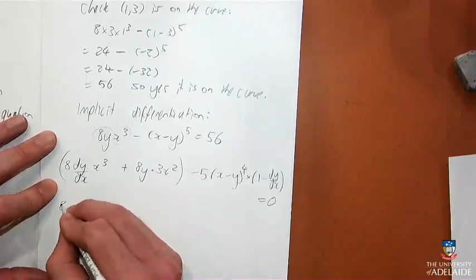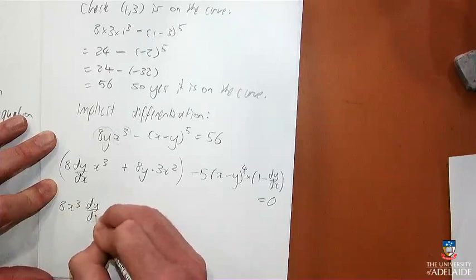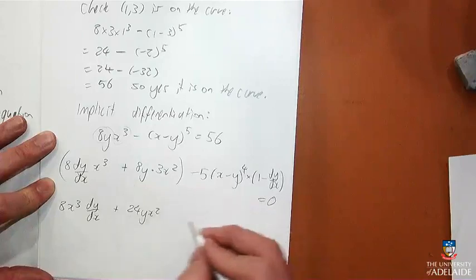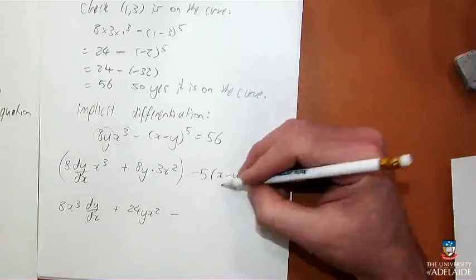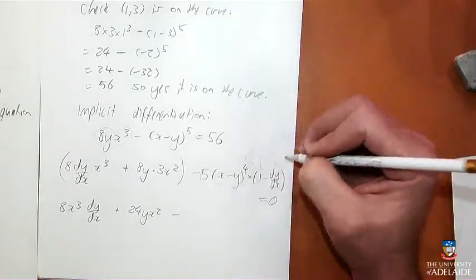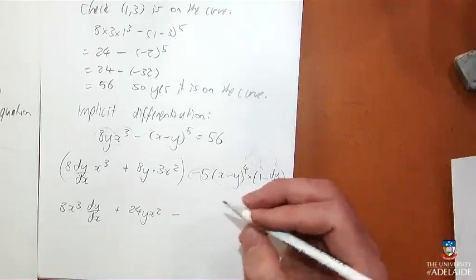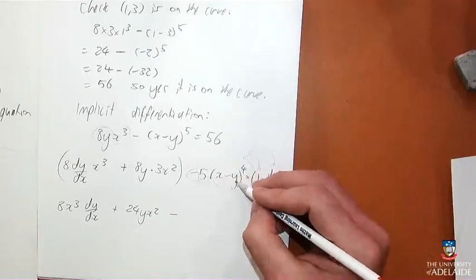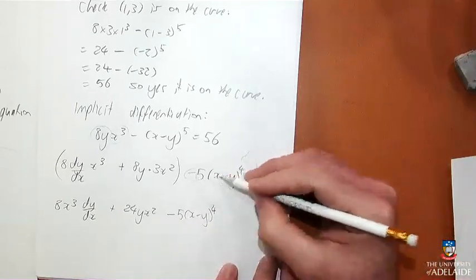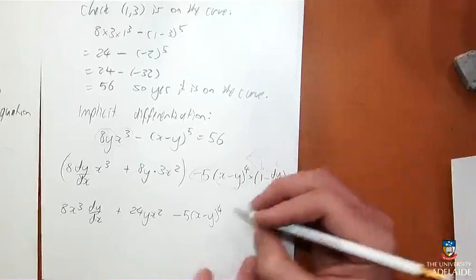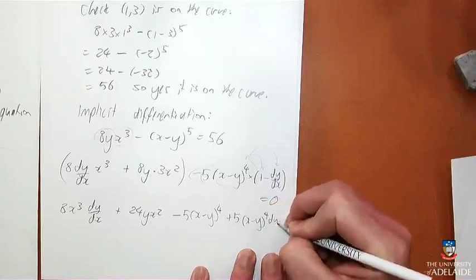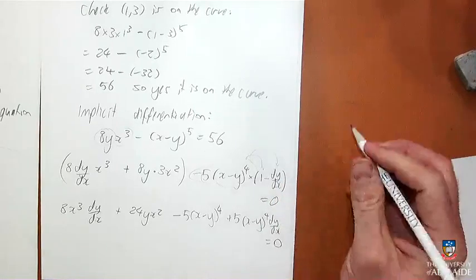So let's see, we have 8x cubed times dy over dx here, and we have 24yx squared here. We have a minus, now here's interesting, I do not want to expand that out, I'm going to leave it as it is. But I do notice that I can do this times both of these, and I need to include the minus 5. So let's see, we have minus 5 times (x minus y) to the 4 times 1. And then minus 5 times (x minus y) to the 4 times dy over dx, times minus dy over dx. And that's equal to 0 still.